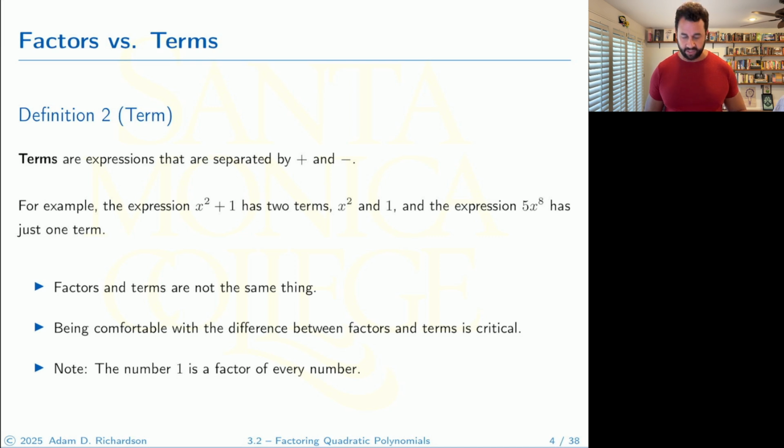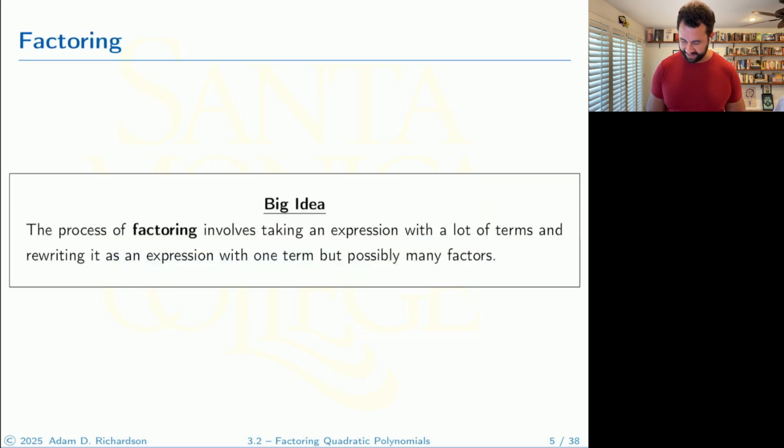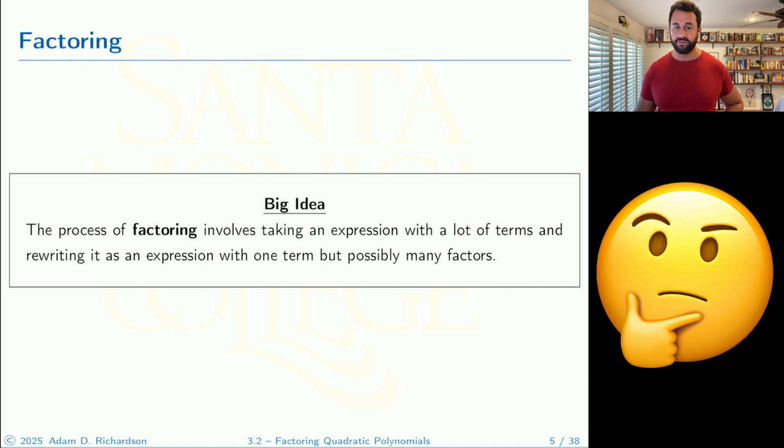Oh yeah, just another note. This is from earlier as well. The number one is a factor of every number. Every number is divisible by one. Yeah, that's it. So here is the big idea for the whole section. If you ever wanted to know what was the deal behind factoring, it's this big idea. The process of factoring involves taking an expression with a lot of terms and rewriting it as an expression with one term, but possibly many factors. Okay? This is something that I want you to ponder for a sec. So think about it for a moment.